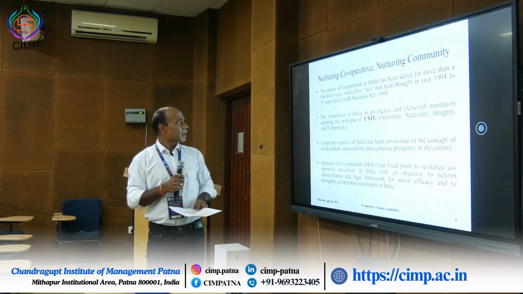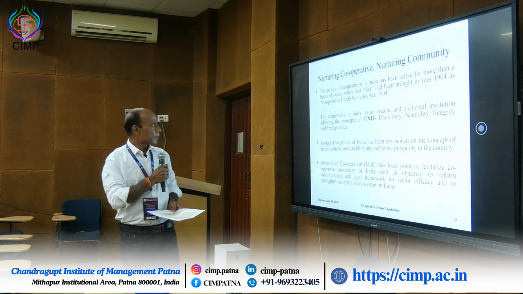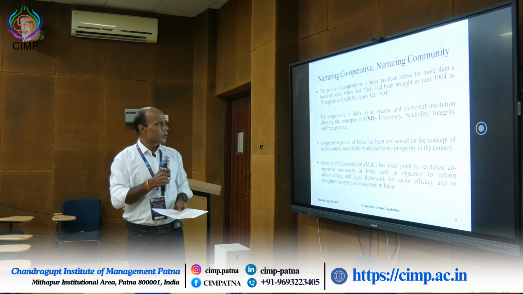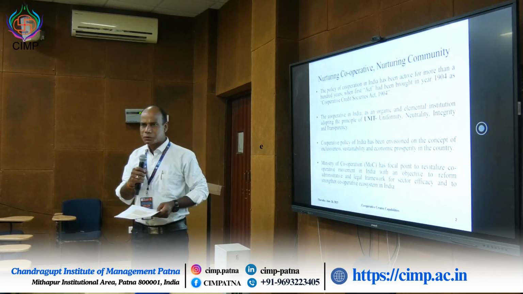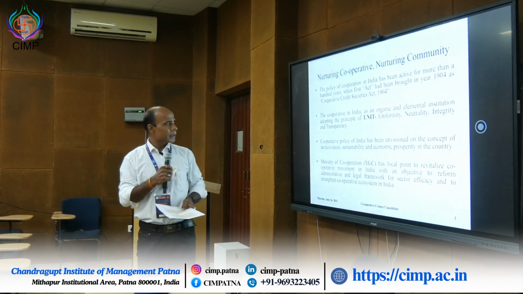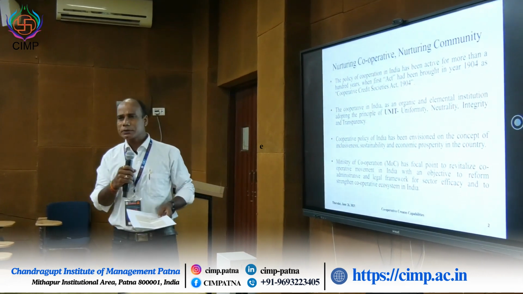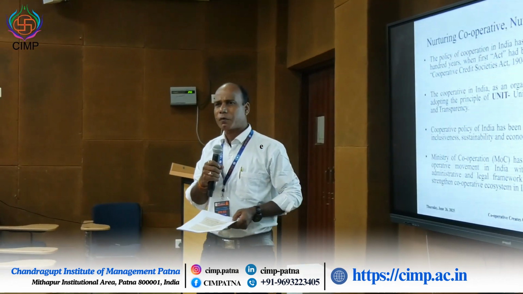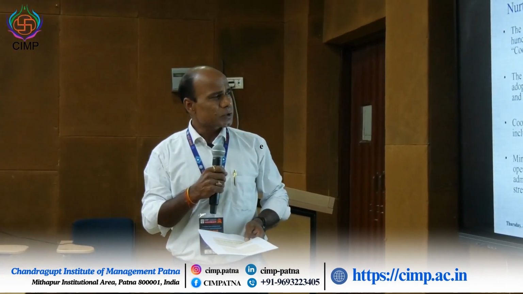The cooperative in India is an organic and elemental institution adopting the principle of UNIT. UNIT means uniformity, neutrality, integrity and transparency. In the cooperative organization or institutions, there are four pillars. Uniformity means all the members of the cooperative are uniform. Neutrality means there is no partiality within the organization. Integrity means they have integration in work, mind and thoughts. And transparency means all the works, functionalities and operations are transparent in cooperative organizations.